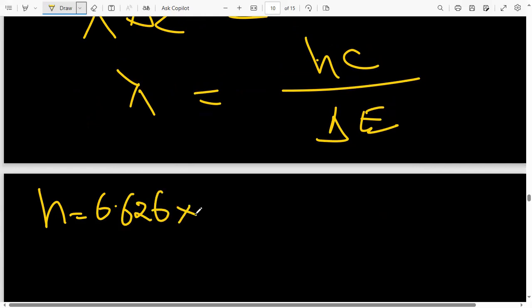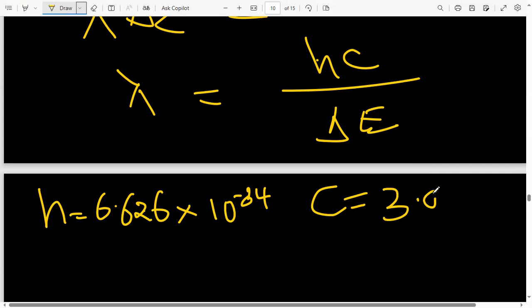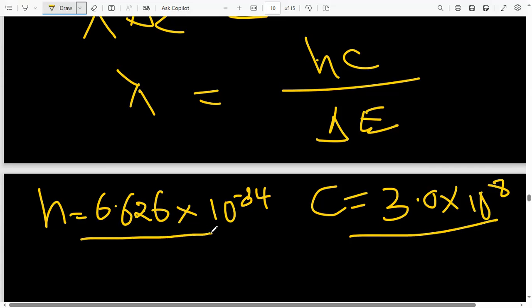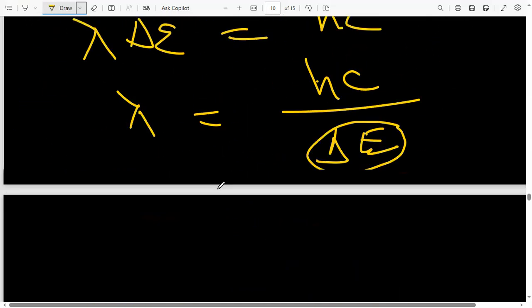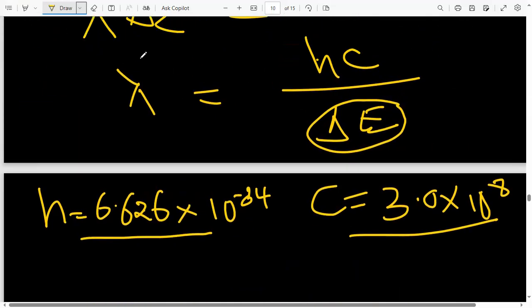6.626 multiplied by 10 to the power minus 34. So you just have to know this one. And in some cases, it is given in the test or the exam. And then the C, we know that is 2.9999. We can just round it off to 3.0, then multiplied by 10 to the power 8. So this is the speed of light, and then this is Planck's constant. And then we also know the value of this because we calculated it here.